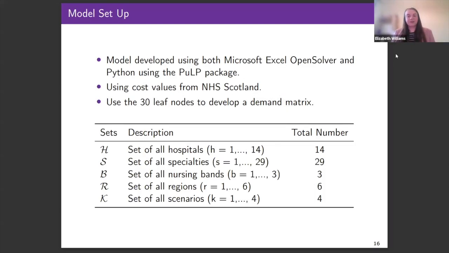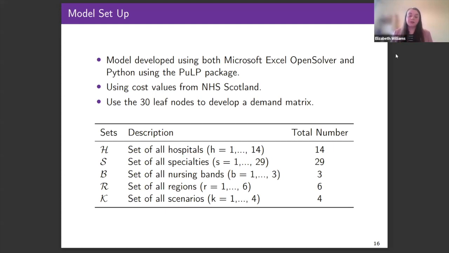In order to do this, we developed the model in both Microsoft Excel OpenSolver and Python using the PuLP package. There were reasons for using both. The NHS are typically more familiar with using Excel, so we wanted to make sure that the model and the overall product would be accessible to them. Additionally, the benefits of using Python were that it was a bit faster, and it produced some nice visuals as well. So it was nice to have both options, and it also validated each model.